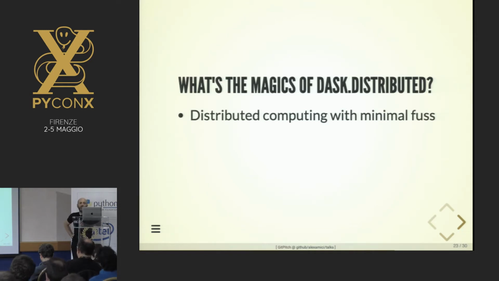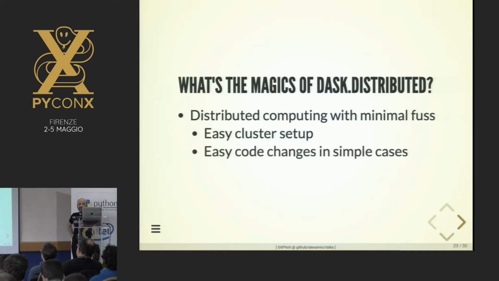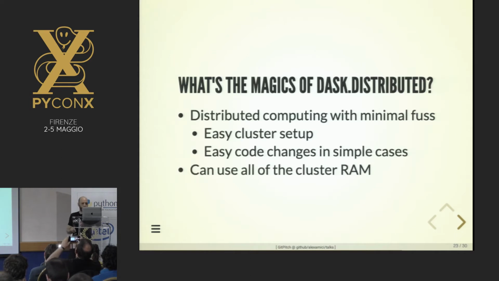So in this case, you have distributed computing with minimal fuss. It's very easy to set up a cluster. You just need a daemon on every machine and a list of nodes that are up on the scheduler. It's very easy to start up because you need very simple code changes at the beginning. The more you start using Dask and Dask distributed, the more you try to use advanced features, and then code changes a little bit. But the barrier of entry is really low. You just say, let's try.